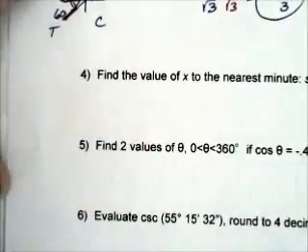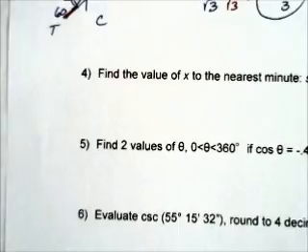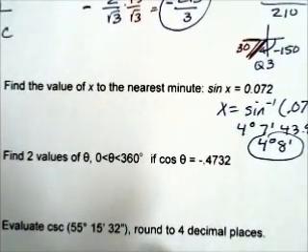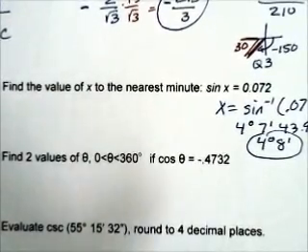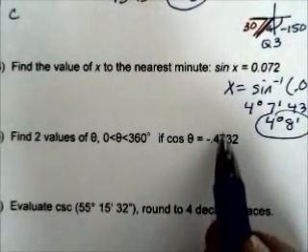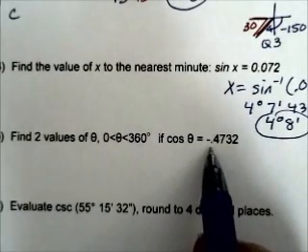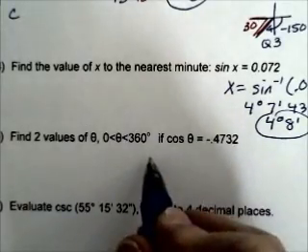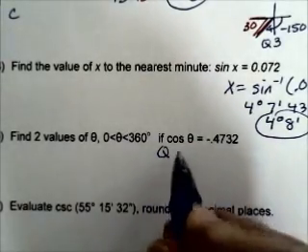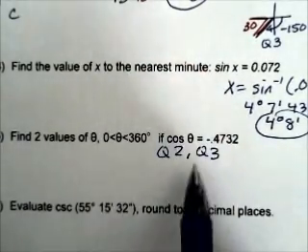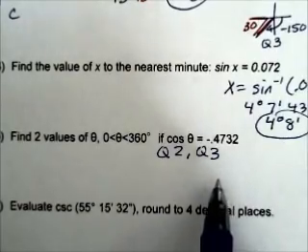Next, number 5, find 2 values of theta, theta greater than 0, less than 360, if cosine of theta equals negative 0.4732. We want 2 values of theta here. Well first, this decimal value is negative. In what quadrants is cosine negative? Cosine is negative in quadrant 2 and quadrant 3. So we'll have one angle from quadrant 2 and our second angle from quadrant 3.